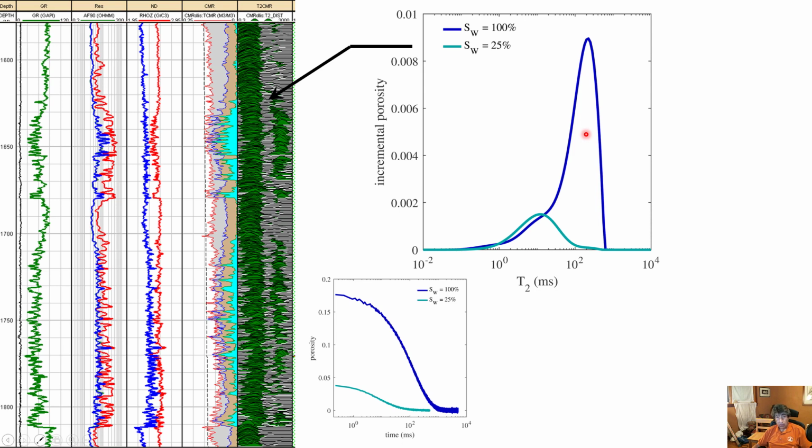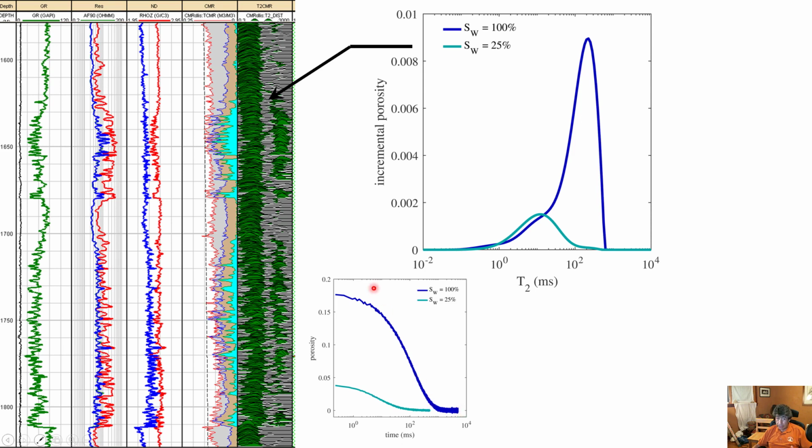Where do they come from? The x-axis of those plots is what we call transverse relaxation time, and the vertical axis is what we call incremental porosity. They come from the fact that we have proton magnetization. Protons are made to diffuse in the medium, and when they have restricted diffusion, the time of relaxation will depend on, in this example, two things: the type of fluid and the dominant pore size.